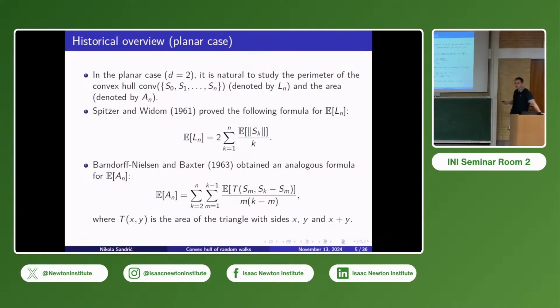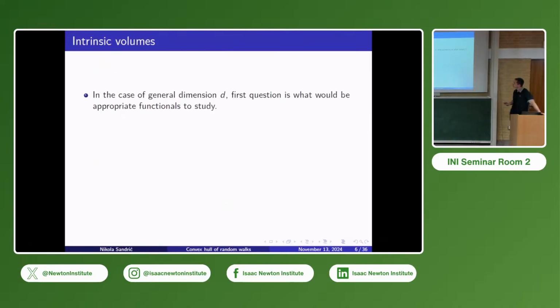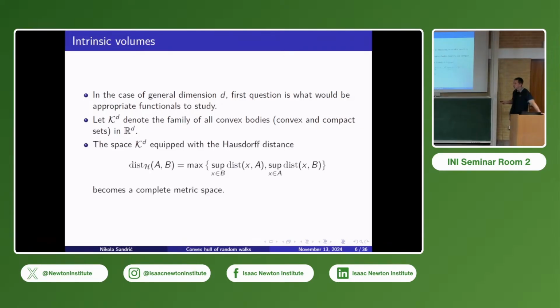Now we would like to get something similar for some multi-dimensional analogs of these functionals: perimeter, area, and maybe we'll see that there are also some others. First, let us define these functionals. Our polytopes, convex hulls, live on this state space. This is the set of all convex bodies, which are convex and compact sets. If we equip this set with the Hausdorff distance, then this pair becomes a complete metric space. And this will be important for us.